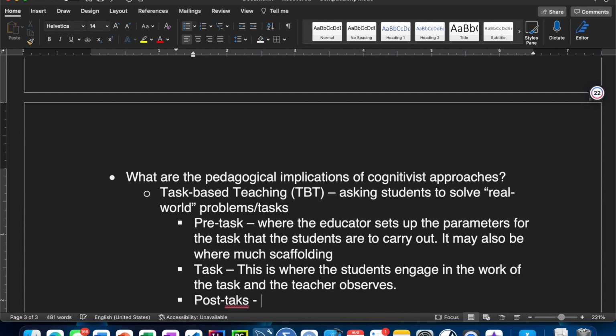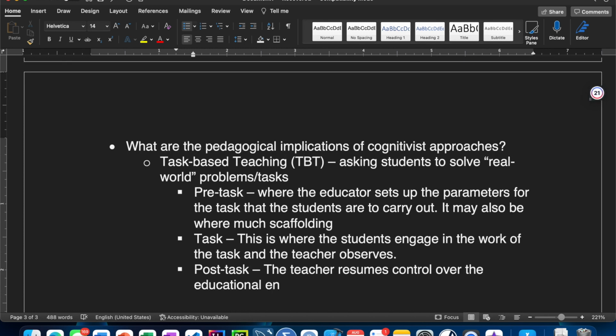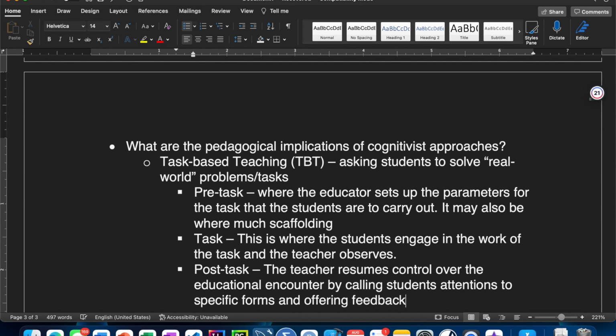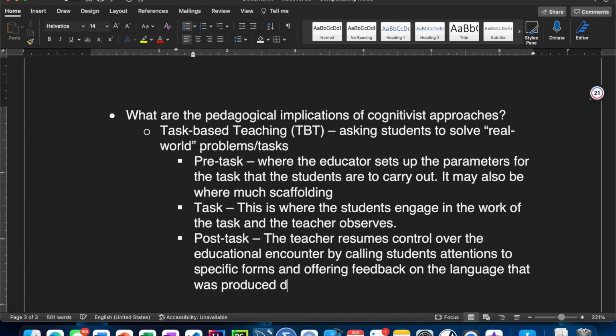During the post-task, in simulation gaming, we would call this the debriefing, but during the post-task, the teacher then sort of resumes explicit control over the educational encounter by calling students' attention to specific forms and offering feedback. We'll talk about different kinds of feedback later, I guess. Offering feedback on the language that was produced during the task.